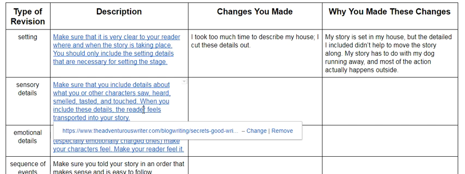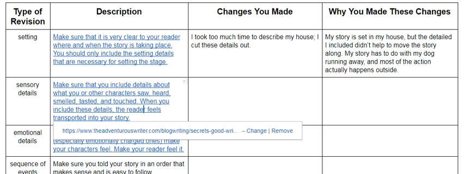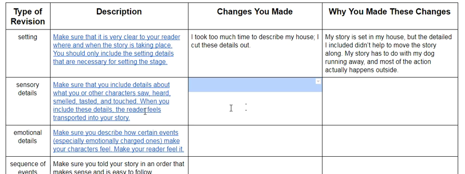Now, I highly suggest you check out examples on this one, because this can be a hard one for students. Oops, this link isn't working. I'll have to relink that. But this is, again, a resource for you that gives you examples of how to include sensory details in an effective way. So make sure you check that out. Make sure any changes you make, you put here, and over here, you justify why you made those changes.